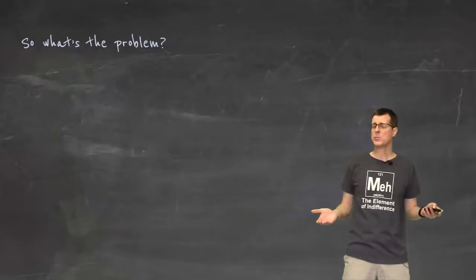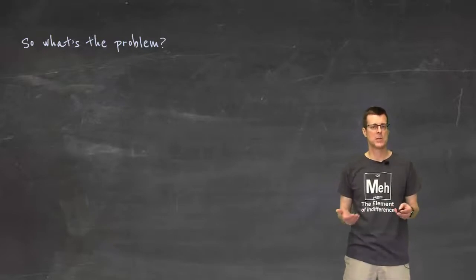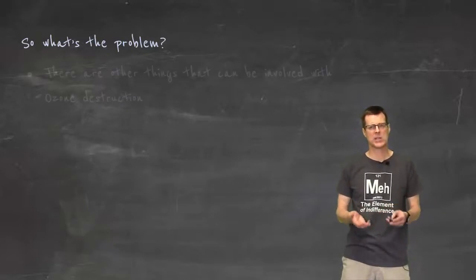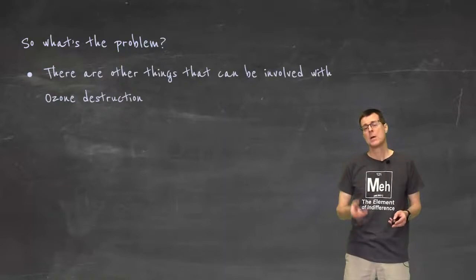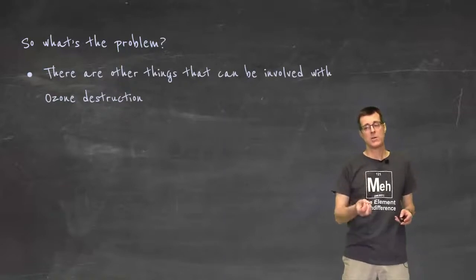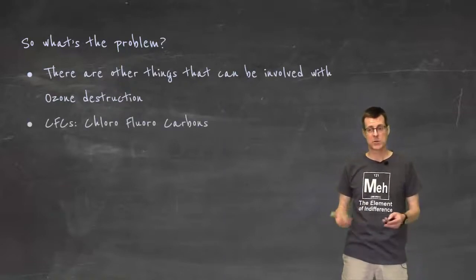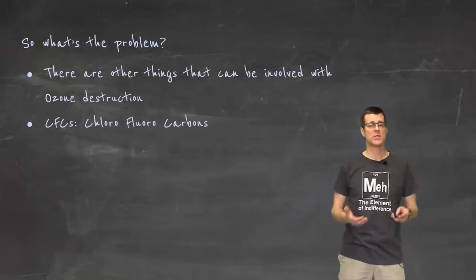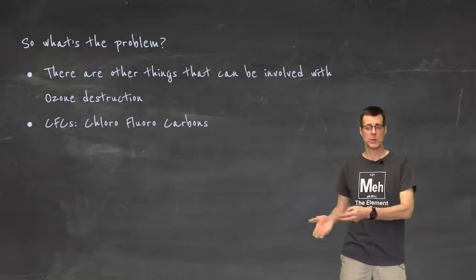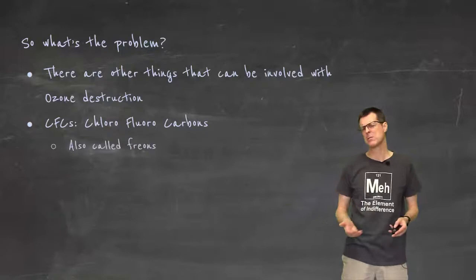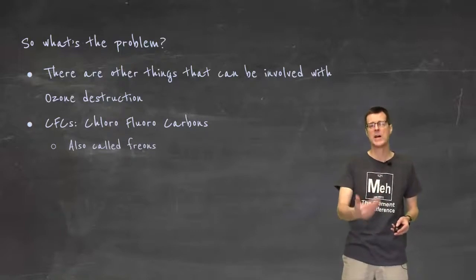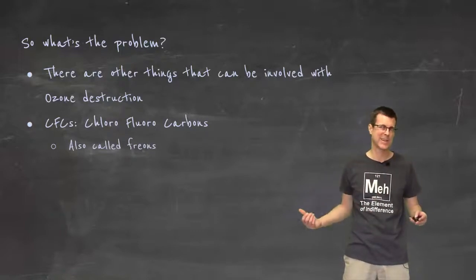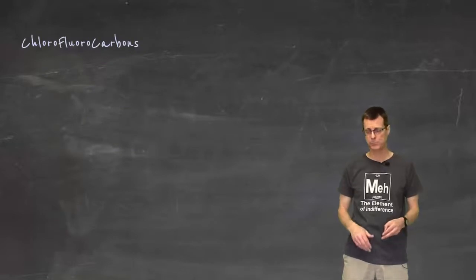And everything was working pretty well until we realized that the ozone concentration in the ozone layer was actually getting kind of small. So then they realized that there were other things that could be involved in ozone destruction. And one of the culprits was chlorofluorocarbons, CFCs, which we also sometimes call freons. And we still use that term, even though they kind of refer to different things now.